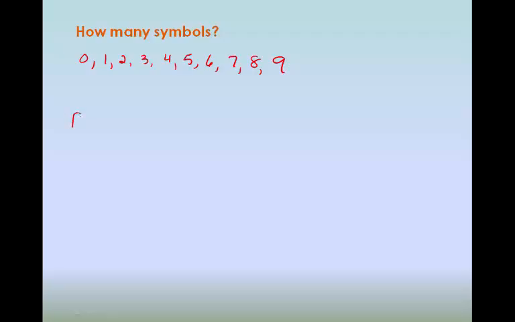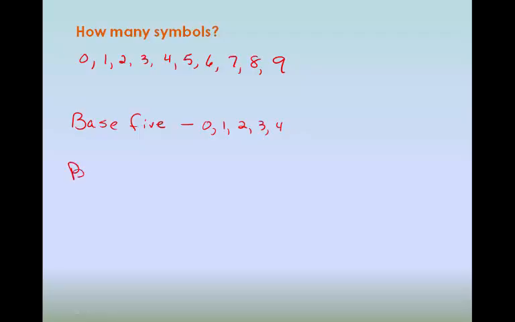If we were in another base, say base 5, we would need 5 symbols. And we always start with 0. So we would have 0, 1, 2, 3, 4. And since we started with 0, that's a total of 5. So if we're in base 5, we don't use the numeral 5.